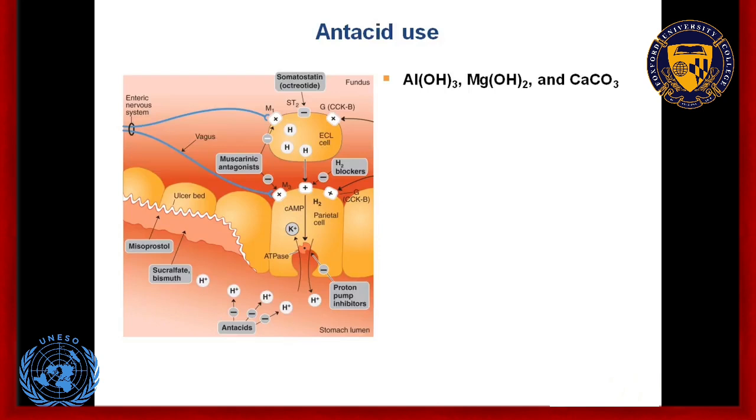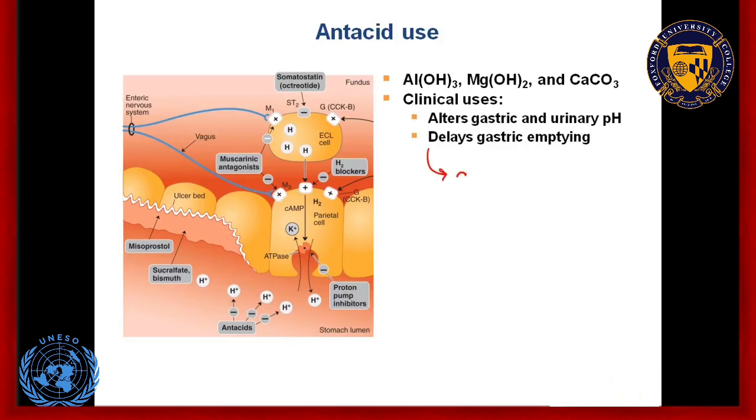Okay, let's talk a little bit now about antacid use. There are three typical antacids: aluminum hydroxide, magnesium hydroxide, and calcium carbonate. Use of antacids alters gastric and urinary pH, and it delays gastric emptying. This can affect the absorption, bioavailability, or urinary excretion of other drugs.